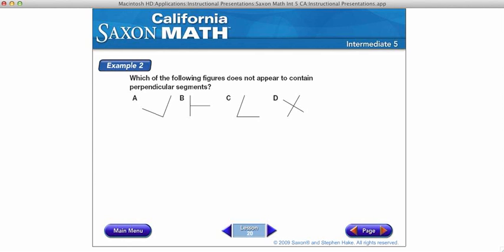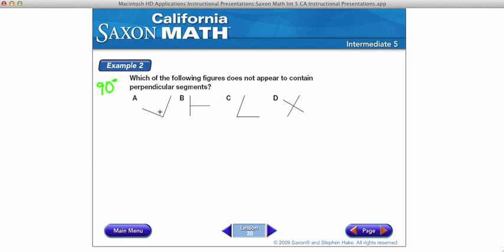Number 2, which of the following figures does not appear to contain perpendicular segments? Okay, so perpendicular means 90 degrees. The best way that I would do is to get out a piece of paper and actually hold this up and turn the paper so that you put the corner exactly on this intersection here. If the paper fits exactly along the two lines, it's perpendicular. If it doesn't, if it's either too big or too small, then it is not perpendicular.